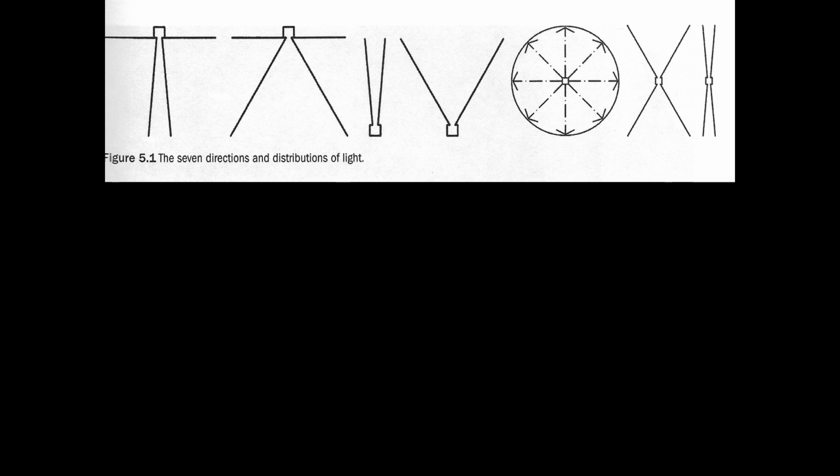Basically, the book outlines what it calls the 7 directions and distributions of light. Now, that, of course, simplifies it somewhat. There really aren't just 7. There are many, but I guess these are kind of the basic ones. And actually, the book even expands on them with wall washing and wall grazing. So, the idea is to really think about these different directions. Let's take a look at them.